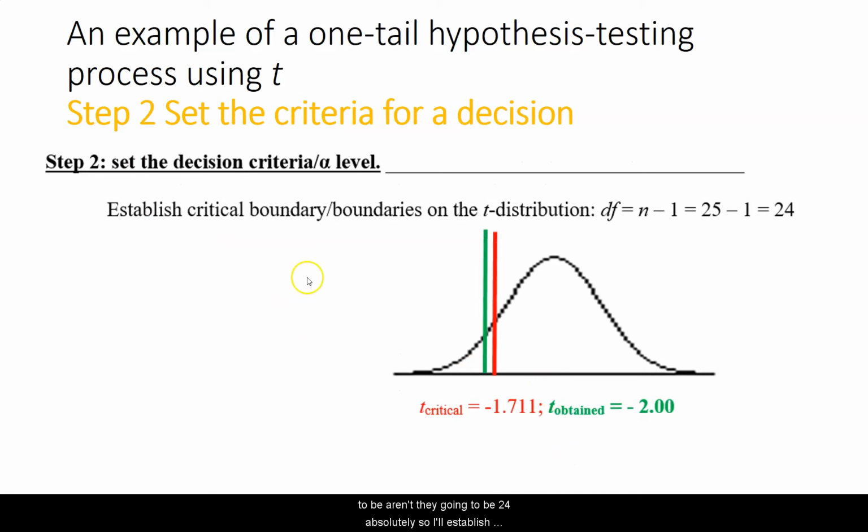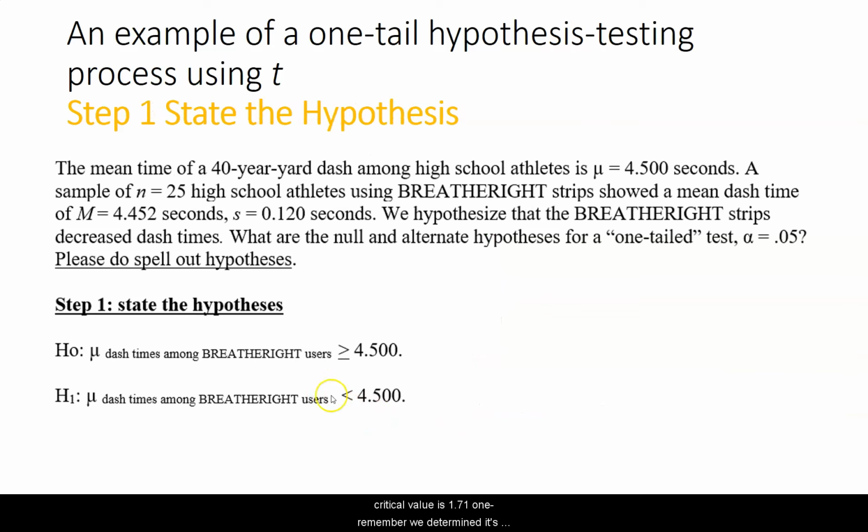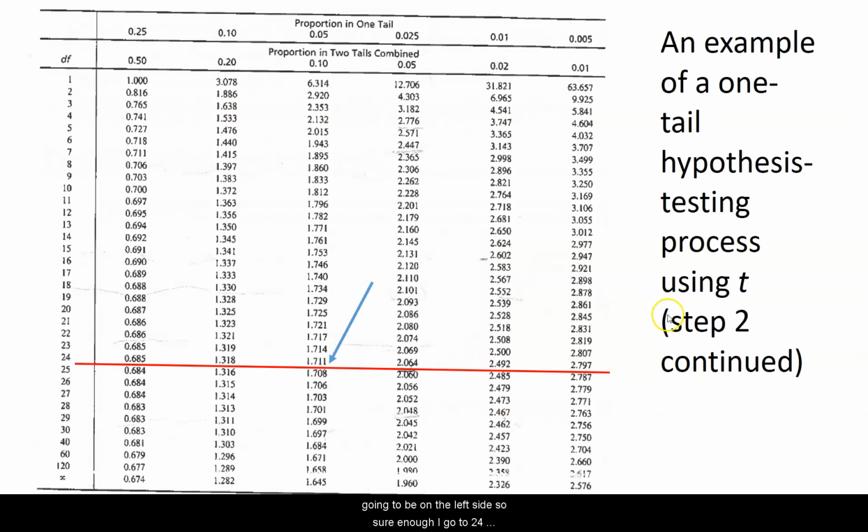Absolutely. So I'll establish the critical boundaries on the t distribution. The degrees of freedom is n minus 1, 25 minus 1, is 24. And let's go check it out. Is it truly the case that the critical value is negative 1.711? Remember, we determined it's going to be on the left side. So sure enough, I go to 24 degrees of freedom, one tail, .05. One tail, .05, 24 degrees of freedom. Let's go all the way down. Negative 1.711. Absolutely. So I got the right value for sure.